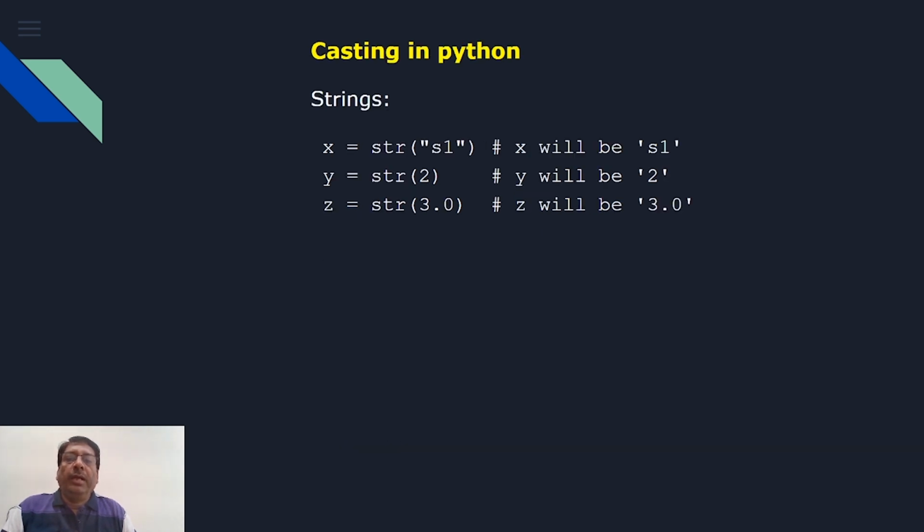In a similar way, you can also convert a given value to the string data type. For that, you can make use of a function called str. So you can say x equals str of s1, and it will be given as s1 only. Whereas you can say y equals str of 2, so this 2 will now be converted to character form. Similarly, you can say z equals str of 3.0, so this 3.0 will now get converted to string form and so on. Whatever values you get in string form, we cannot perform any arithmetic operations on this particular data type.